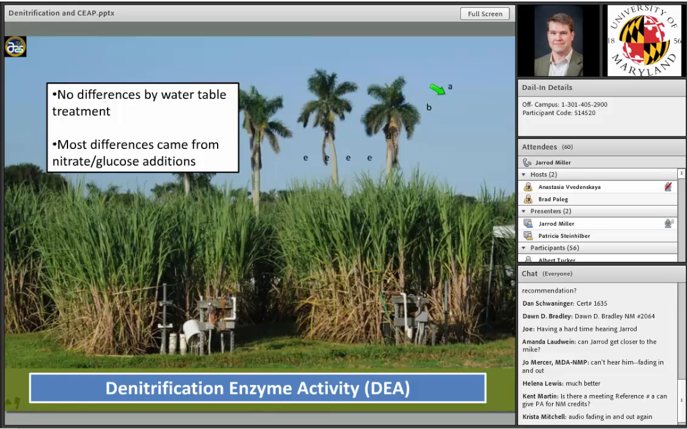So what we went looking for, does the variation in the water table level affect denitrification? If it's there, we didn't have enough data to prove it.